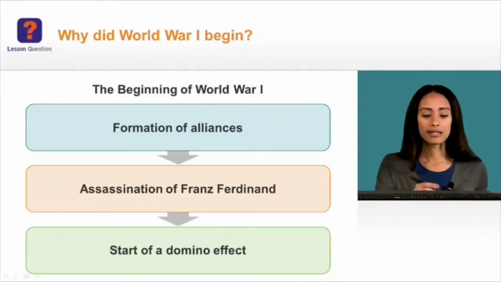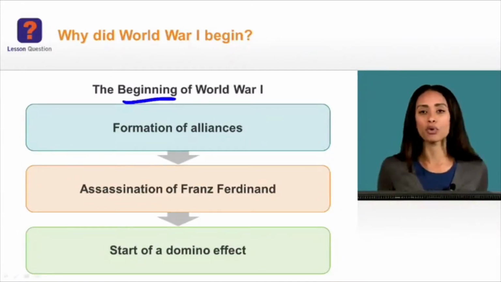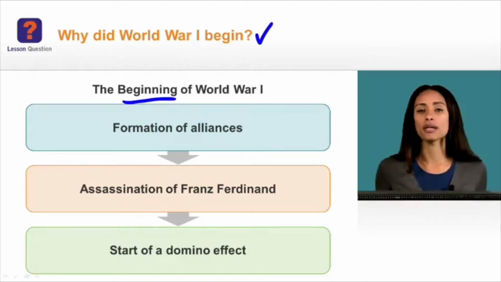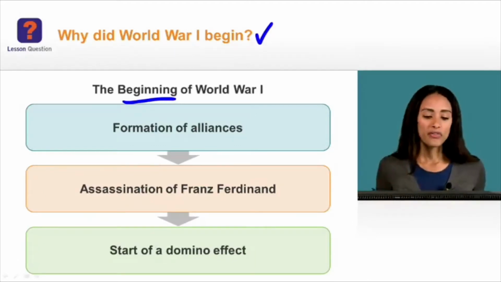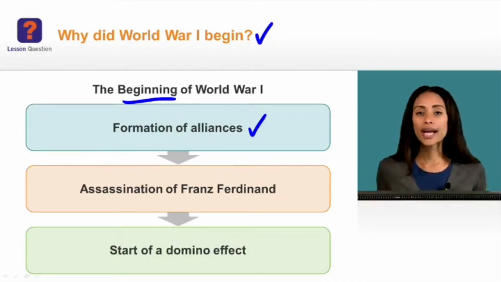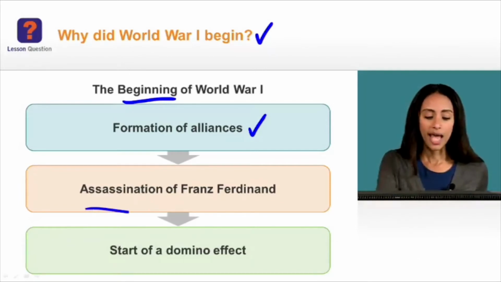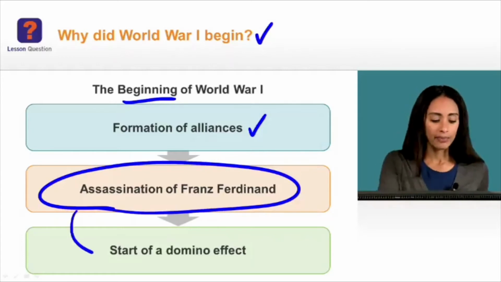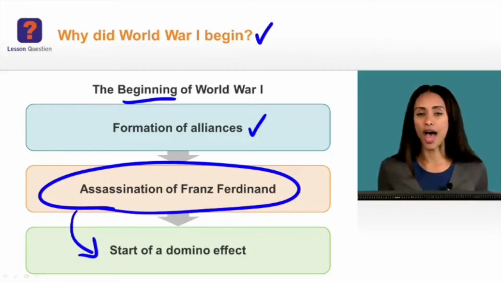Remember, in this lesson, we're looking at the beginning of World War I by asking the question, why did World War I begin? So far, we've had a chance to talk about the formation of alliances that are creating and continuing tensions in Europe leading into the conflict. Now let's take a look at the one event that really set things off, the assassination of Franz Ferdinand, which is going to create the start of this domino effect.